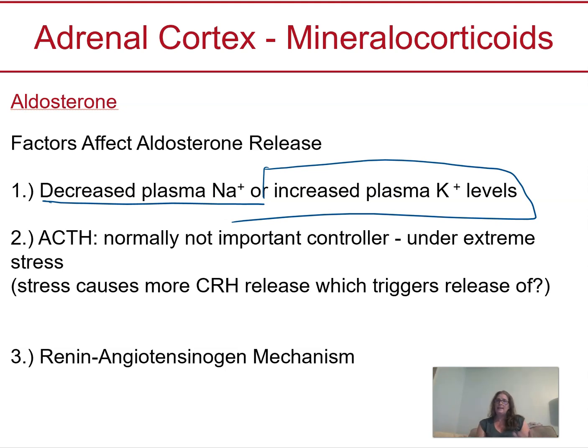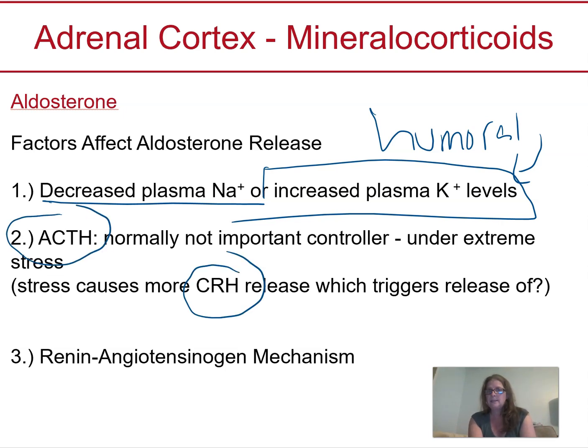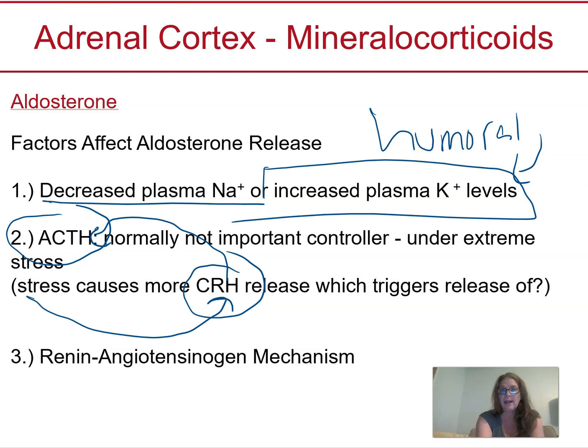Now, it is controlled by ACTH. So, by the way, this is a humoral stimulus, right? We're looking at our electrolyte levels, sodium, potassium. There's a hormonal stimulus. ACTH is a tropic hormone. And so it is in the pathway of CRH and ACTH. But typically, when CRH increases ACTH, it releases some aldosterone, but it actually mainly affects the other hormone from the adrenal cortex called cortisol, which we'll get to soon. But we also know that stress raises CRH release, and so that can also trigger the release of aldosterone and cortisol. But again, stronger link to cortisol, which is coming up next.